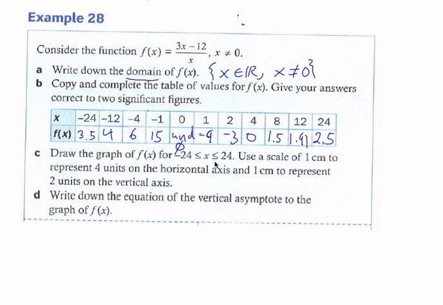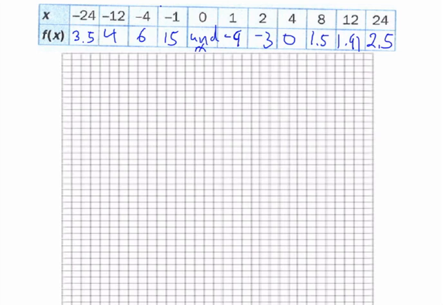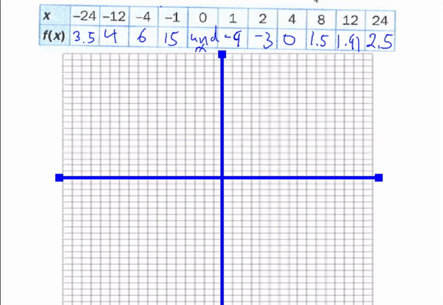We're going to draw the graph from negative 24 is less than or equal to x is less than or equal to 24. Use a scale of 1 centimeter to represent 4 units on the horizontal axis and 1 centimeter to represent 2 units on the vertical axis. Okay, so we're going to graph this function now. I'm going to plot these points, so I'm going to set up some axes here. There's my x and my f of x axes. And I'm just going to plot the points now, maybe in red.